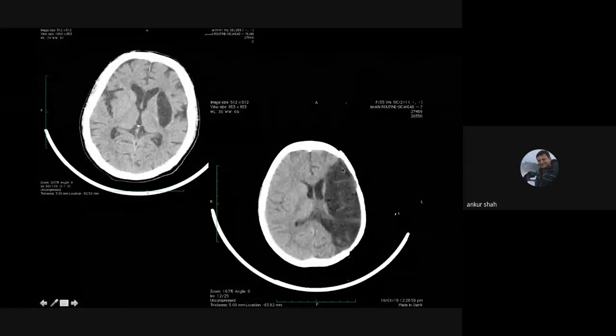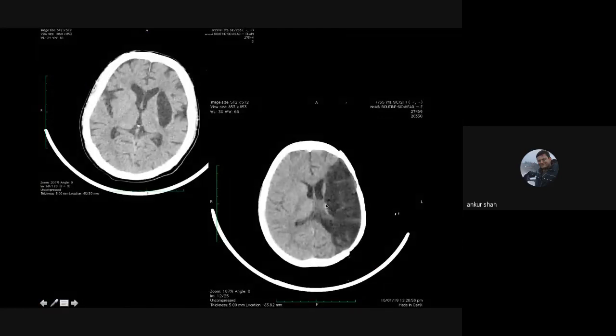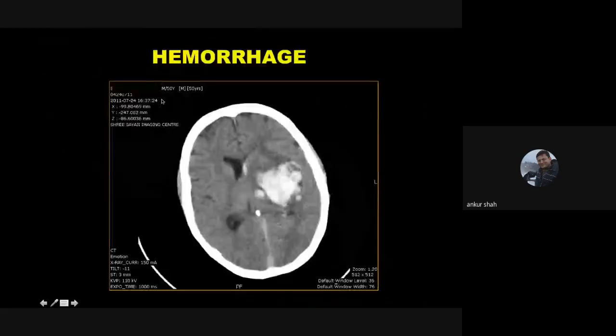Once an infarct becomes chronic, it results in gliosis, like here. This is markedly hypodense, becoming gradually like the CSF. So this is the appearance of chronic infarct with gliosis. There is loss of volume, so you can see the ventricle is also dilated. Here is the chronic infarct in the basal ganglia with resultant gliosis.